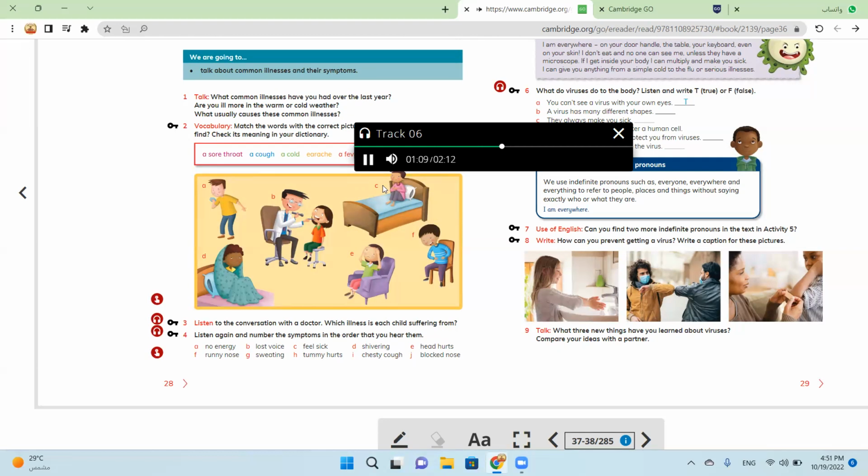3. Hello, Maya. What's the matter? I've got no energy and I've got a runny nose. I keep shivering and my head hurts too. Have you been sweating at night? Yes, a lot. Well, I think you have a cold and a fever. Let me take your temperature. Open your mouth and put the thermometer under your tongue. Oh, yes, 38.5. You'll need to take this medicine every 4 hours and drink lots of water and fruit juices.